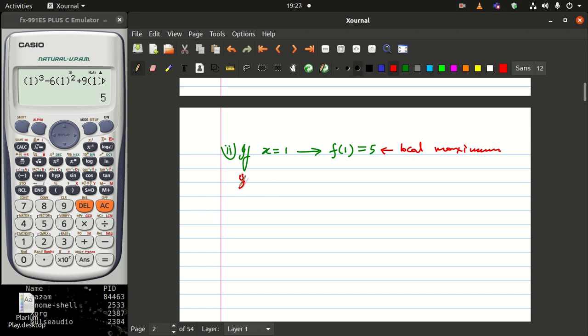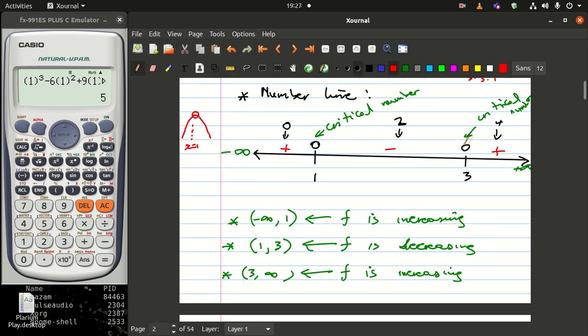And then the second one is saying if we have x equal to 3, because that was also another critical point here.